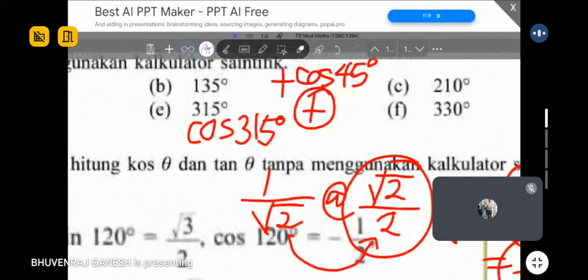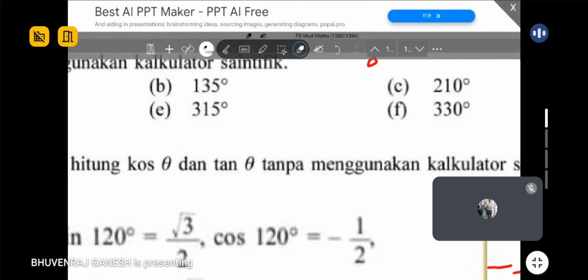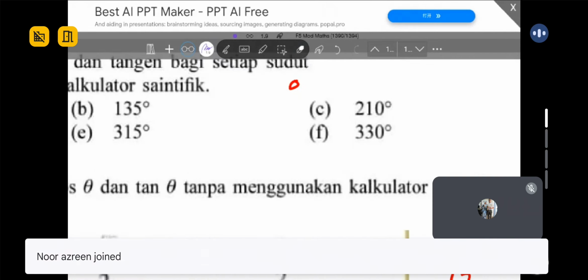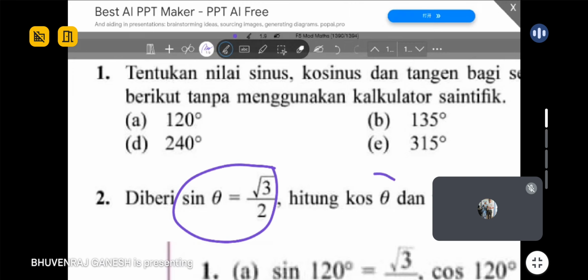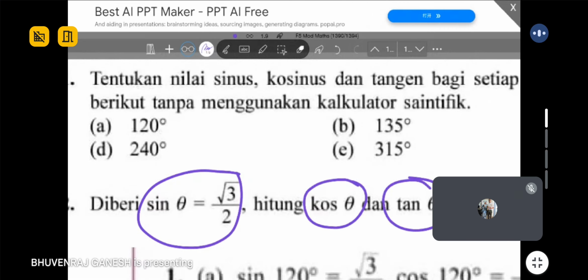Soalan yang kedua. Okay, so again, I think they're asking the same type, cos theta and tangent theta. This one is more interesting. Mereka bagi nilai sin kat kamu. Dia suruh cari nilai cos dan nilai tangent. Okay guys, how to do this one? Macam mana buat yang ni? How to get cos theta first? Can anyone tell me? What is the method you all use?